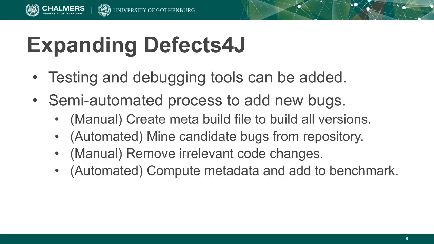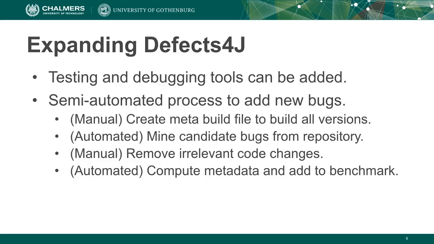Now, Defects4J can be expanded along different dimensions. First, testing and debugging tools can be integrated into the supporting infrastructure through well-defined interfaces. Second, a semi-automated process supports mining candidate bugs from an existing project's version control system and issue tracker. This process requires the creation of a meta build file that can compile any source code version of the project, generally by calling an existing build script.